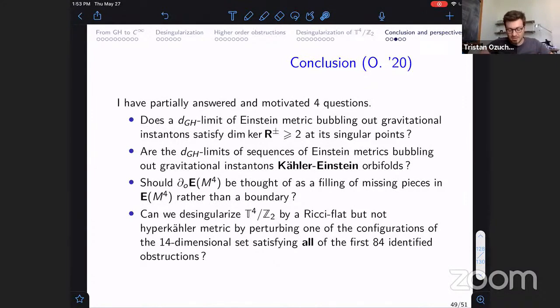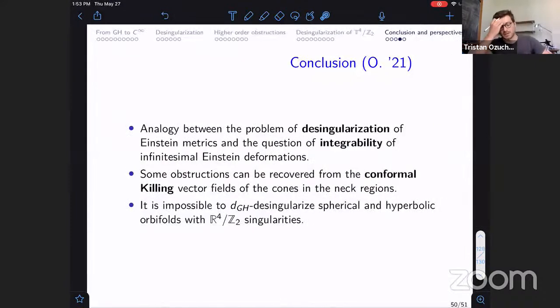And this last question is essentially the same one as Nicolas's talk this morning: what can we do about this special orbifold that we care about. There is now a last article on this subject where I hope to motivate an analogy between this question of desingularization and the question of integrability of infinitesimal Einstein deformations. I think that in a lot of aspects, they are exactly the same question.